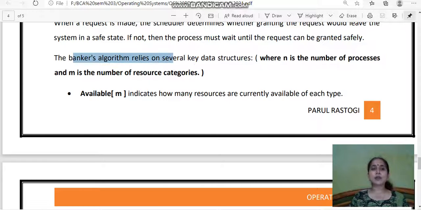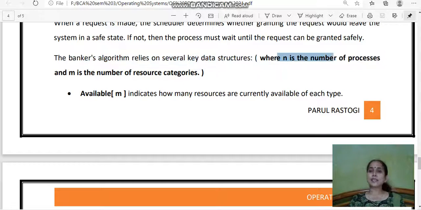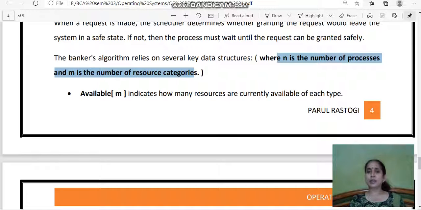The Banker's algorithm relies on several key data structures. Key data structures इसमें basically arrays होती हैं, matrix होती हैं basically. Matrix क्यों बोलते हैं? Because they are a double dimensional array plotted across the processes and the resources, where n is the number of processes and m is the number of resources categories.